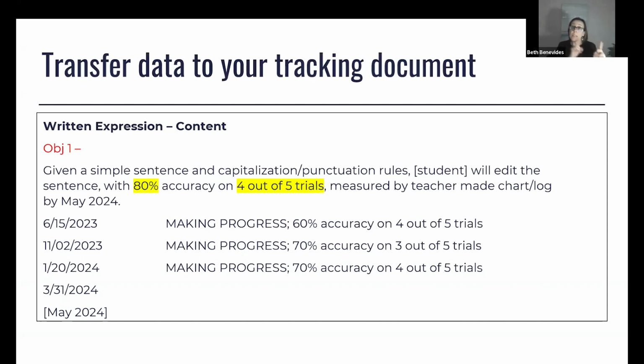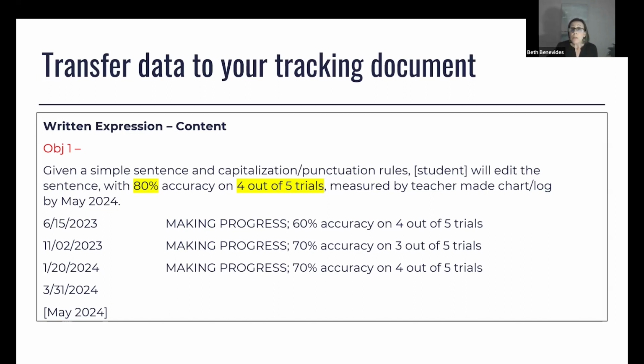Okay, so if we go back to that original example we used, where we had the capitalization and punctuation rules, the student's going to edit it. This might be what we see. So when we first introduced the goal back in last school year, the child was making progress on it, 60% on 4 out of 5 trials. So they're doing 60%, 4 out of 5 trials.